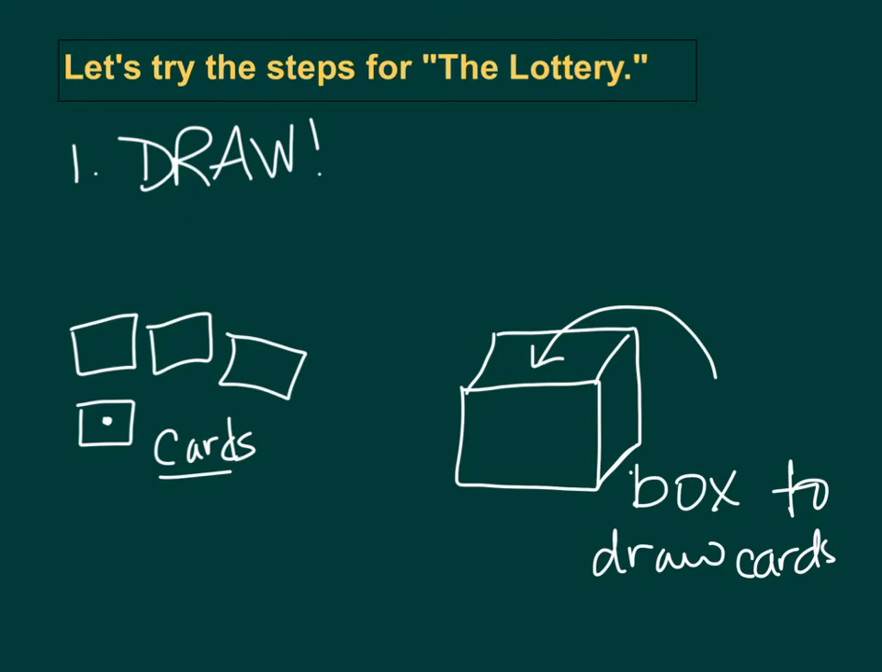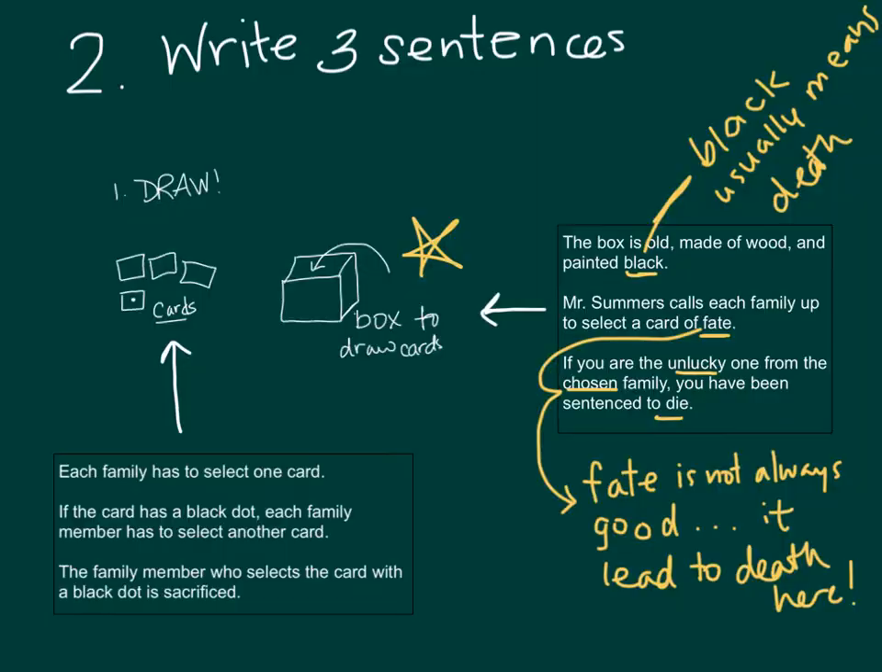On the right, I chose to draw the box that the villagers had to draw or select the cards from. I think it might have been black. I do remember her mentioning the color of that. Okay, on to step 2. Here are my 3 sentences. It's a little messy, but each of the 3 sentences has an arrow drawn to the object that it represents. So I'll start with my first object.